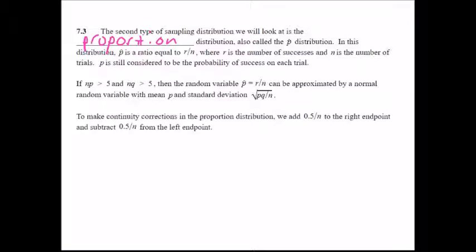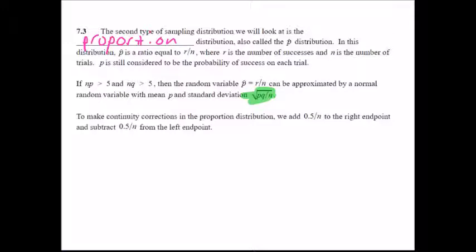But then right here, just pay attention, we have a different calculation for standard deviation. It's the square root of the probability of success times the probability of failure, all divided by the number of trials. So we're going to have to come up with our own standard deviation for these. And then for continuity corrections, we would take 0.5 and divide by the number of trials and add that to the right endpoint, and subtract that from the left endpoint to get our continuity correction.